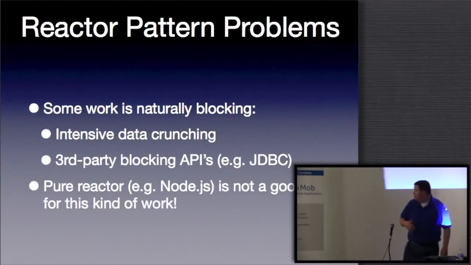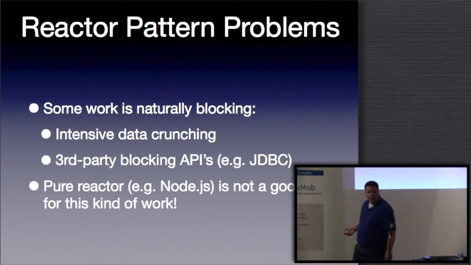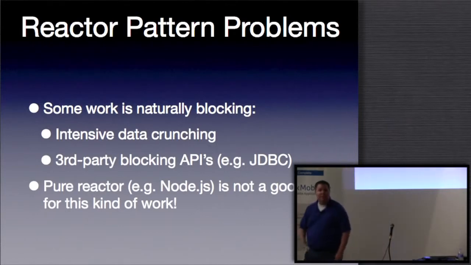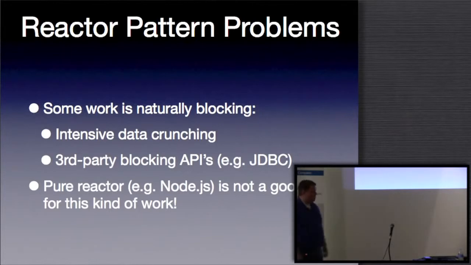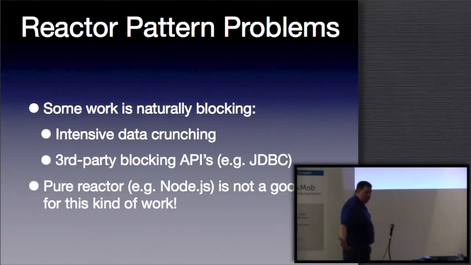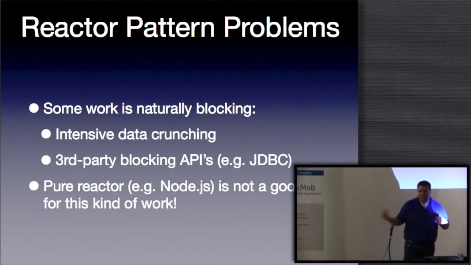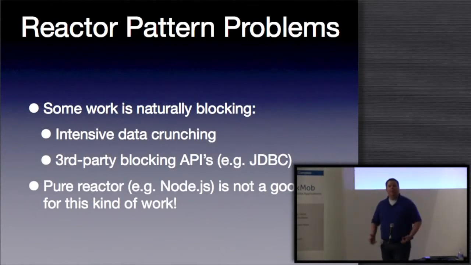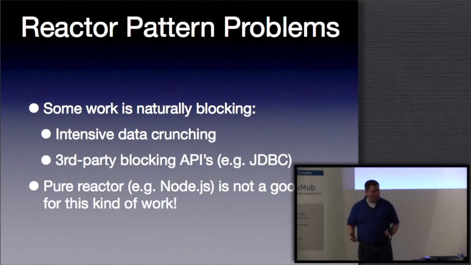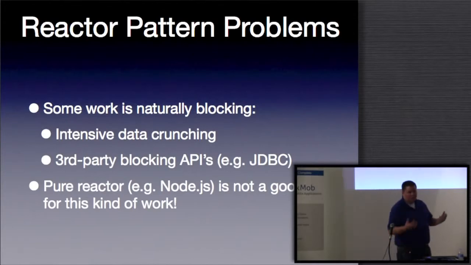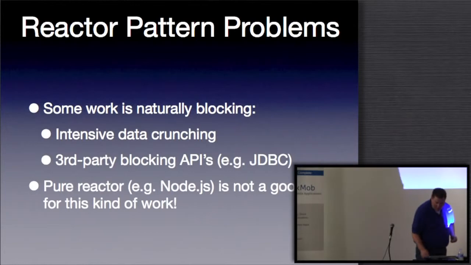Well, some work is just naturally blocking. Anytime you want to do intensive data crunching, you want to process genome sequence data, you want to process large graph networks, you want to process big data, all of these things, they take time, they take processor power. And so these things are going to block the event loop. We're not going to be able to deal with threads.